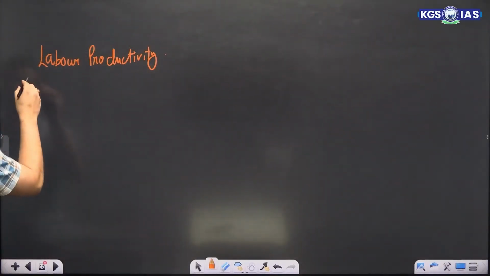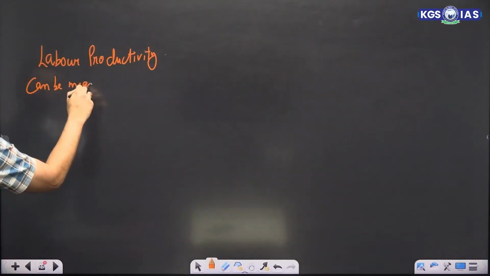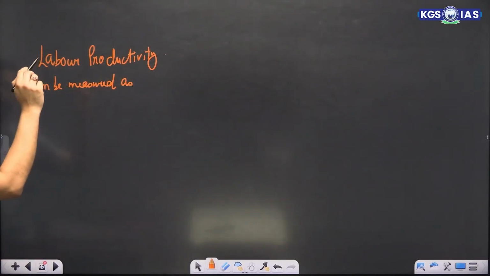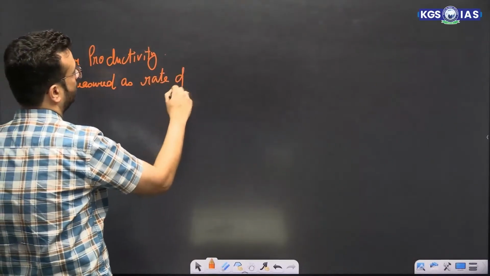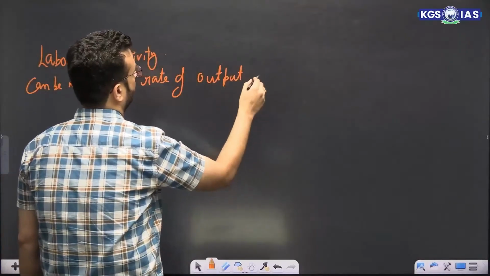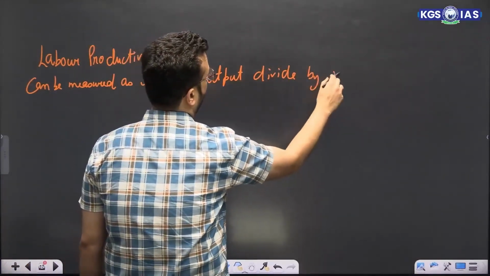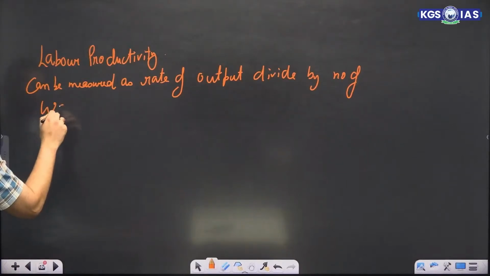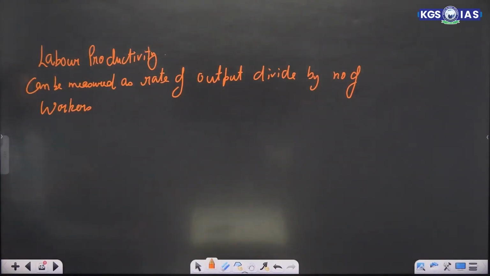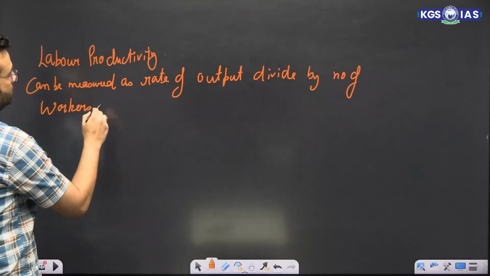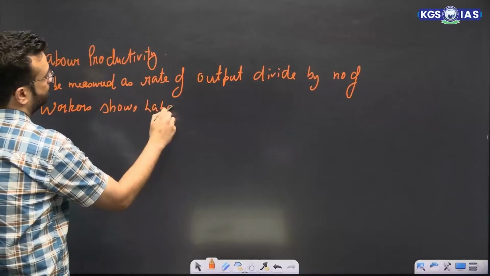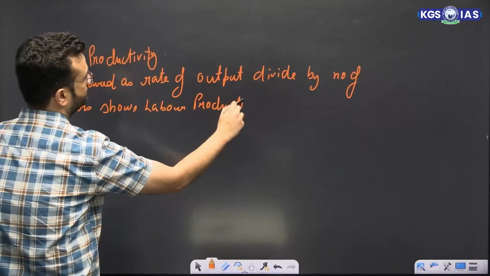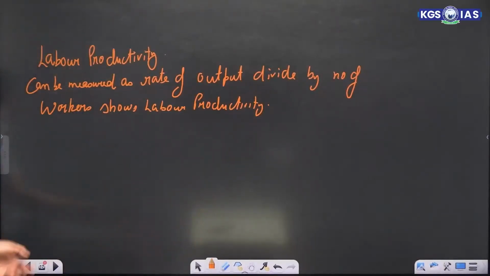ये labor productivity में क्या क्या होगा? So labor productivity can be measured as rate of output divided by number of workers. Rate of output divided by number of workers shows labor productivity. That means जितना output produce हो रहा है divide by number of workers to produce that, this shows this thing.